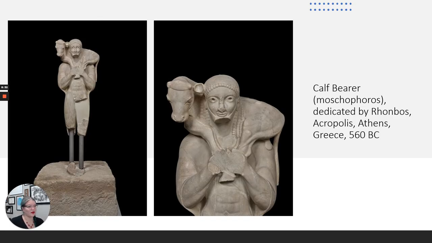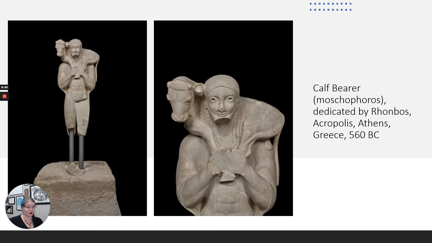Okay, let's look at a slightly different example. So this is a calf bearer, which in Greek is mastophoros, and it has a dedication on it, so we actually know who created this. So the person who either commissioned it or carved it was named Rhombos, and we know that because it's engraved. So Rhombos, son of Palos, dedicated this to Athena, and that's what the inscription says. So it was made as an offering to the goddess Athena.